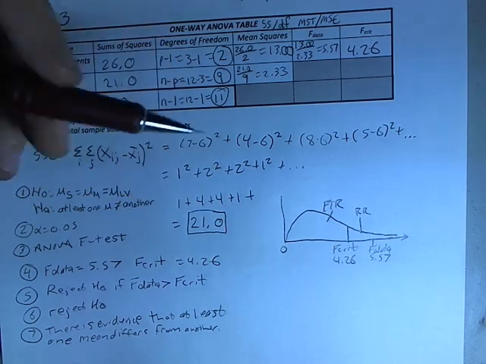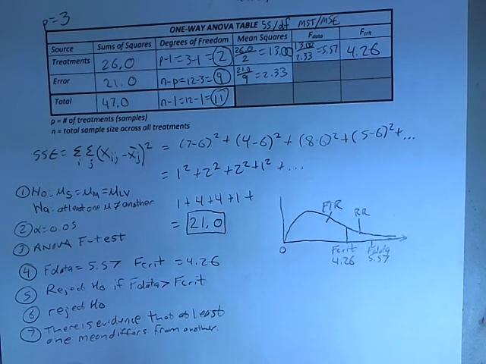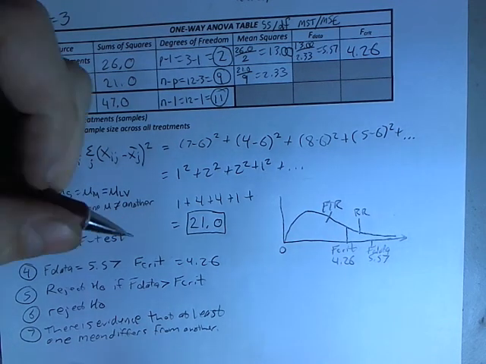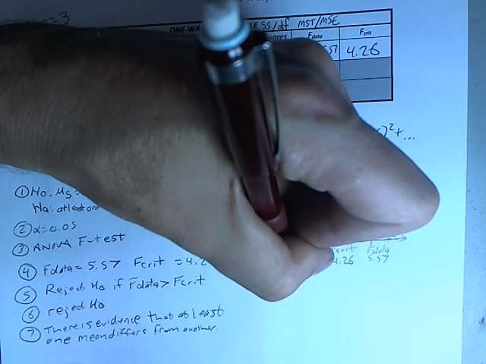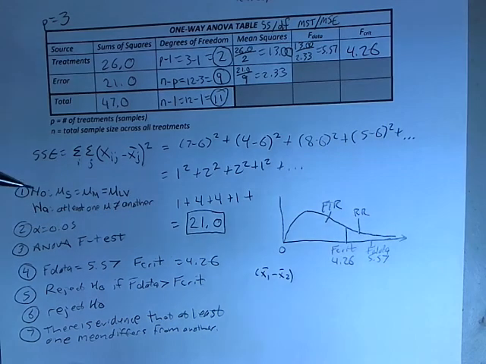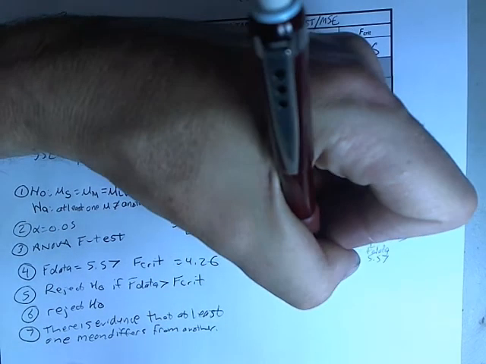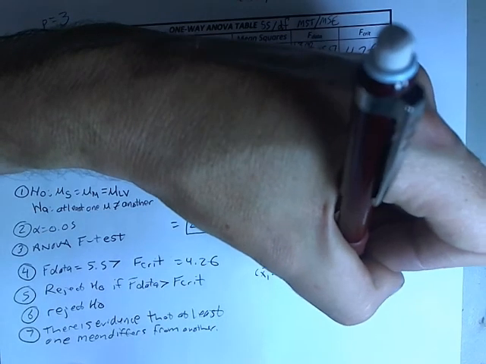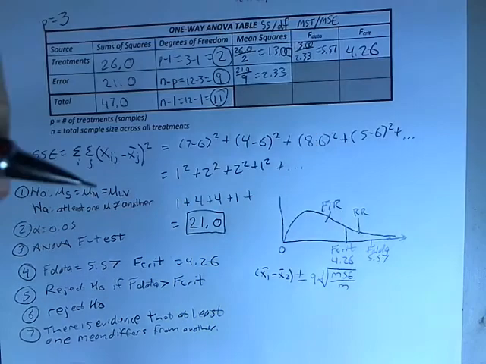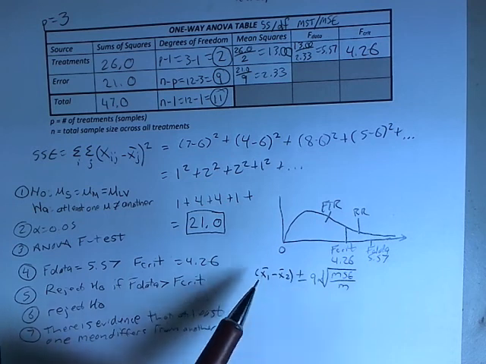Now let's take a look at one more test that we can do for this problem, and what we're going to do is look at a procedure that's going to allow us to decide which specific sample means differ within their pair and which are found to be the same. So let me jot down a formula for this. And this is going to be a confidence interval formula that takes this form.